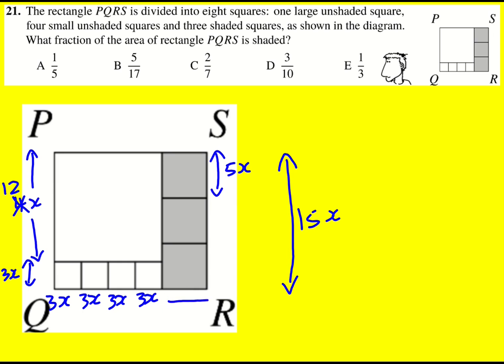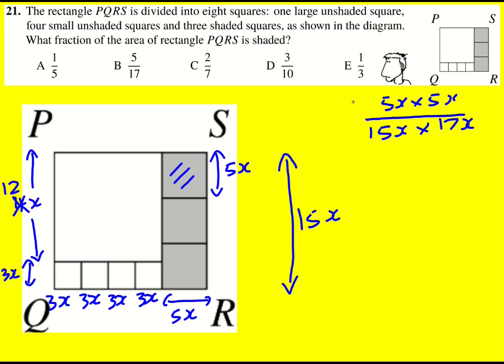And therefore this is also 5x. So what we have is this rectangle that is 15x times 17x. That's going to be the area of the really big rectangle. And then I'm going to have 5x times 5x for the area of one of the shaded squares. I just need to times by 3.